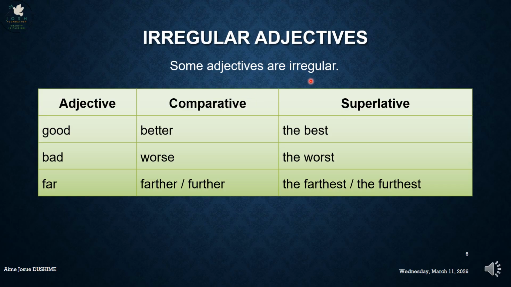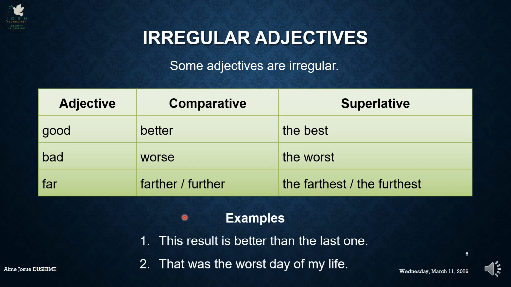Some adjectives are irregular, like good, bad, far. Their comparative and superlative: good, better, the best. Bad, worse, the worst. Far, farther, the farthest. You can write farther with AR or UR. The same with the superlative, the farthest. We pronounce them the same. Let's see examples. This result is better than the last one. This was the worst day of my life.